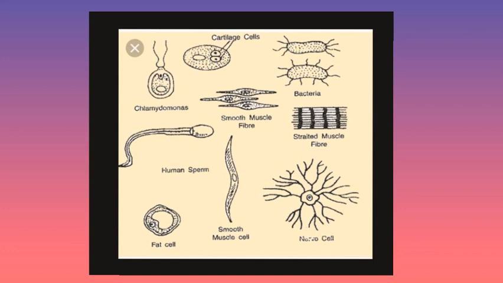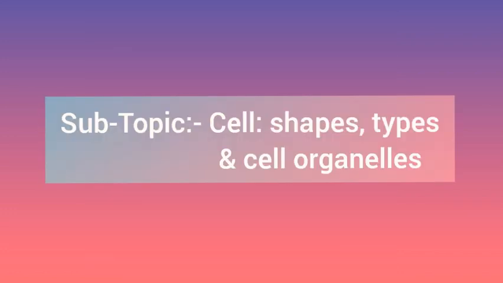So, there is a great variation in the shapes of cells. Their shapes are mainly related to their function. As you can see in this picture, various shapes of cells are given. Means there are a variety of cell shapes. Have a look on these different types of cells and their shapes. To learn more about this, today we will learn about cell, its shapes, types, and cell organelles. So let's get started.